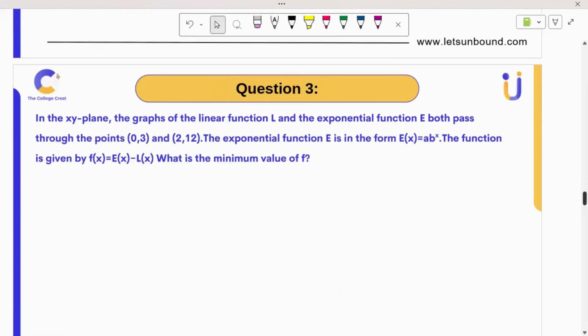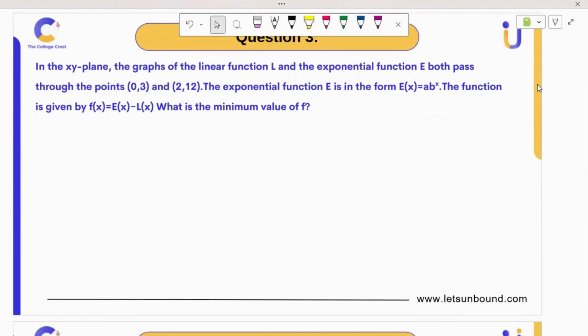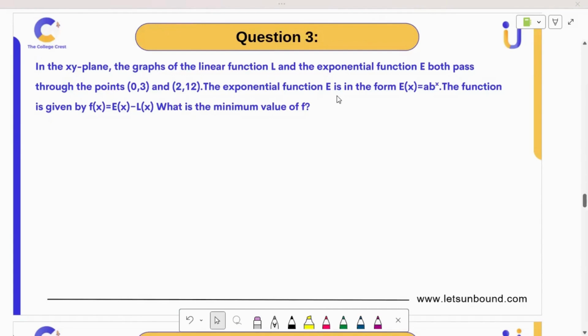In the xy plane, the graphs of linear function and the exponential function, linear function L and exponential function E both passes through the points. The exponential function E is in log form of AB power x, and the function is given by f of x is E of x minus L of x. What is the minimum value?